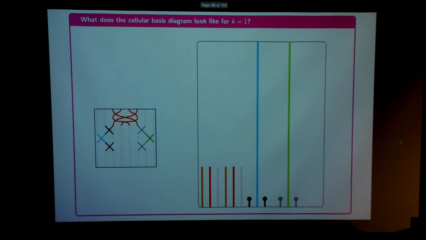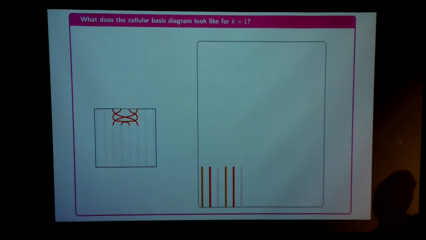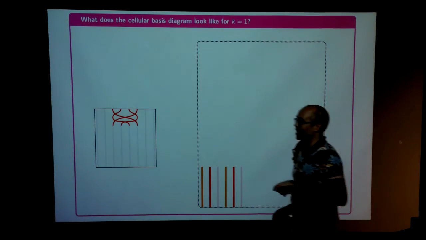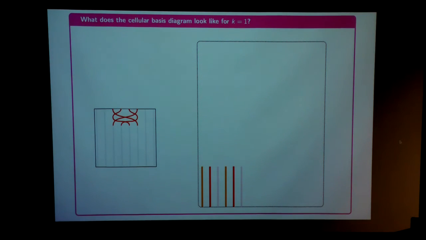Cool. So, well, we've got time. We're doing so much better than yesterday. There it is.